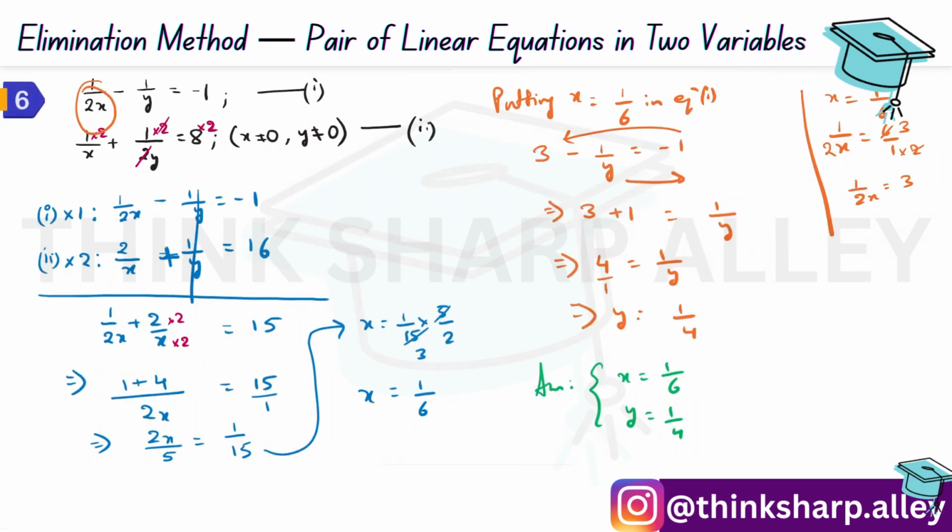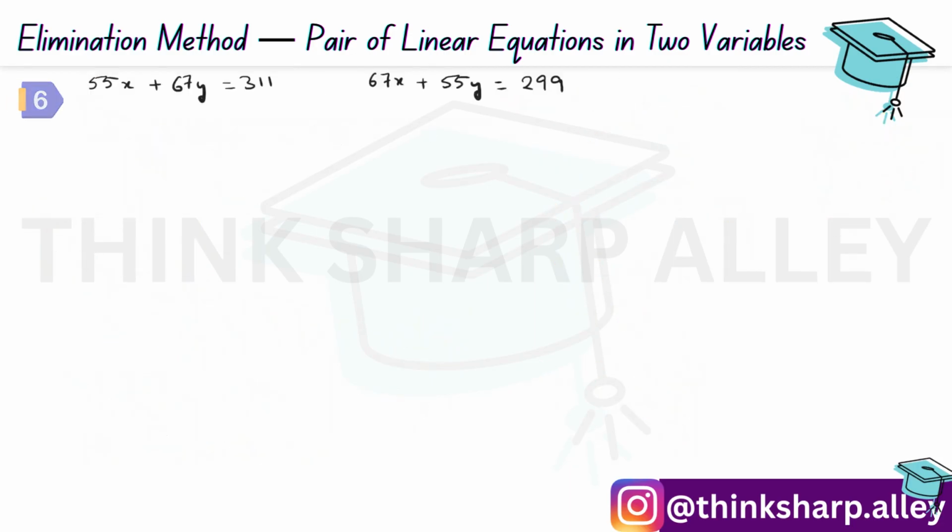Now let us try one more question of slightly different type. Now look carefully at this pair of equations. Before jumping into calculations, it's always a good idea to observe the structure of the equations. Notice something interesting. The coefficients 55 and 67 are interchanged. In the first equation we have 55x plus 67y, and in the second equation we have 67x plus 55y.